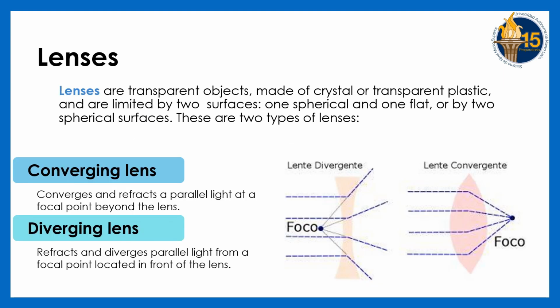Lenses are transparent objects made of crystal or transparent plastic and are limited by two surfaces, one spherical and one flat, or by two spherical surfaces. There are two types of lenses. The convergent lens converges and refracts parallel light to a focal point beyond the lens. The divergent lens refracts and diverges parallel light from a focal point located in front of the lens.